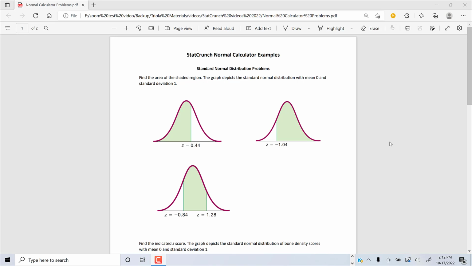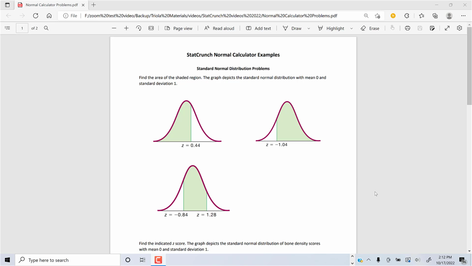In this video, we'll look at using the normal calculator in StatCrunch to work some problems. First, we're going to work with a standard normal distribution, which means that the distribution has a mean of 0 and a standard deviation of 1. And we're first going to work some problems where we find probability of area to the left, and then to the right, and then between.